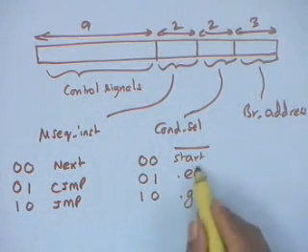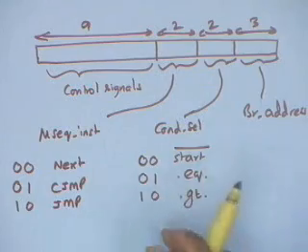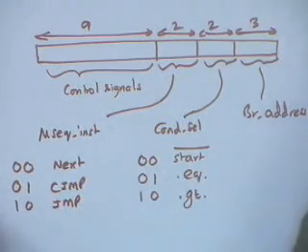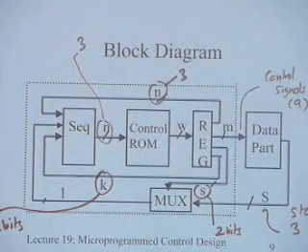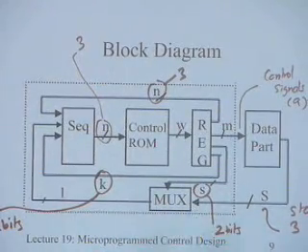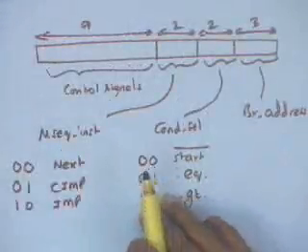What is the implication of this? The implication is that the multiplexer inputs to which we are connecting the status signals should be appropriately chosen. They should be compatible with what I have. So I have this multiplexer.